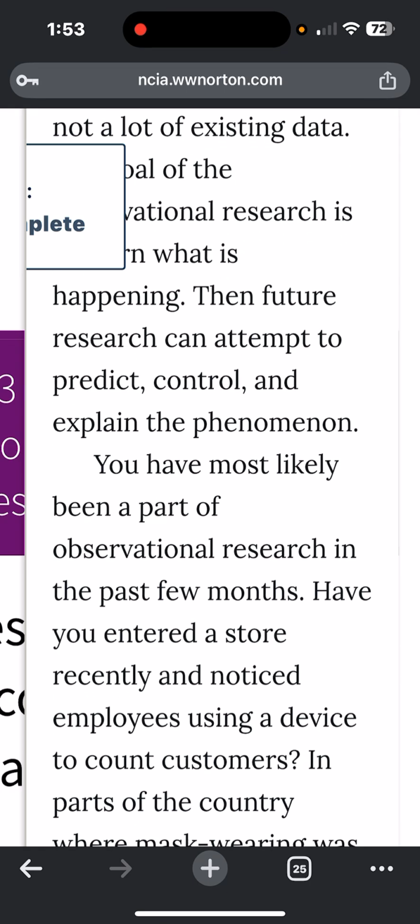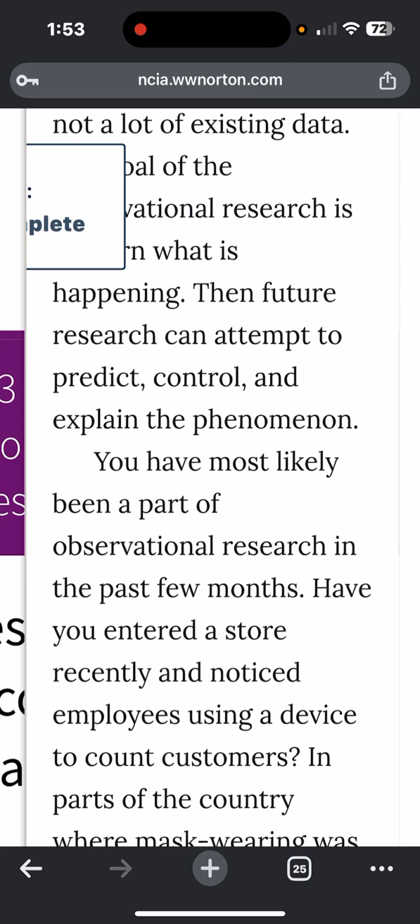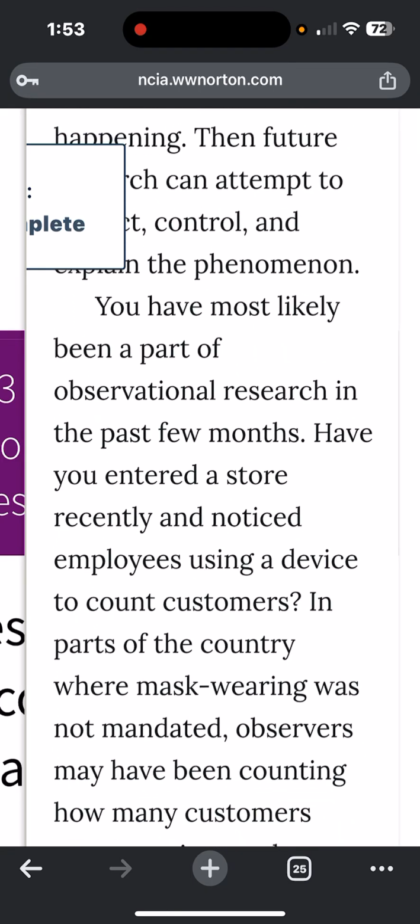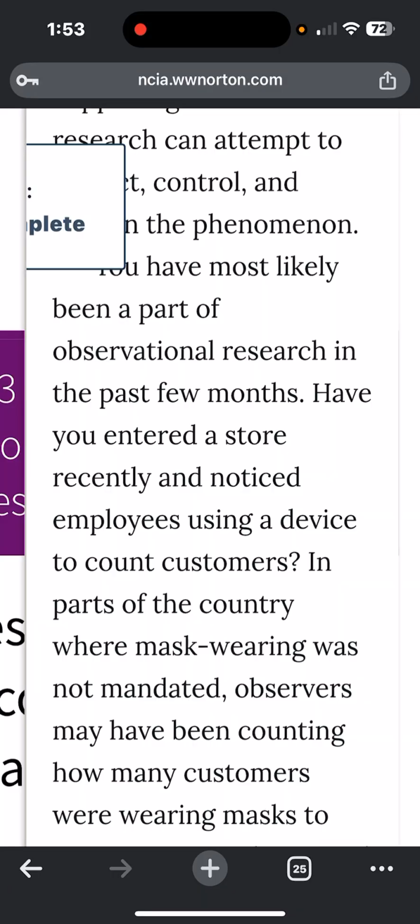Future research can attempt to predict, control, and explain the phenomenon. You have most likely been a part of observational research in the past few months.